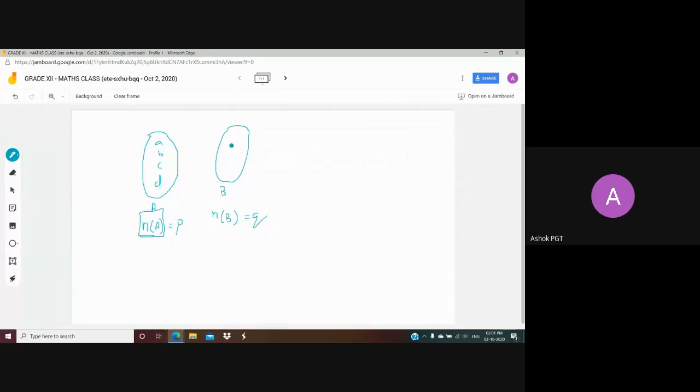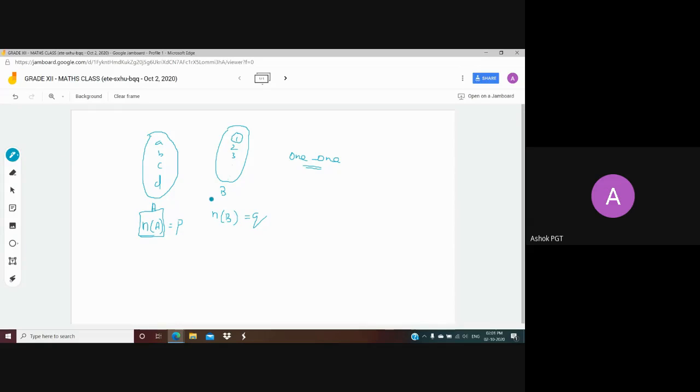Here we have something like 1, 2, 3 and so on. Okay, students, now listen carefully. We are talking about one-one functions. How many one-one functions can be created if n(A) and n(B) are given? That is what we are going to learn. Listen to the question carefully.